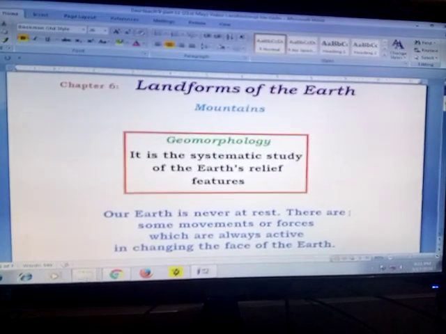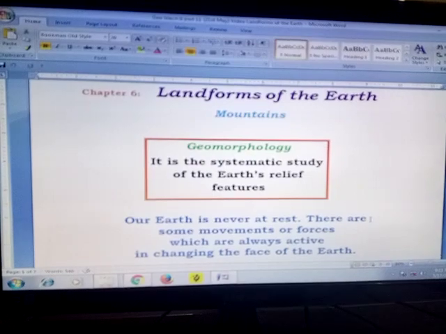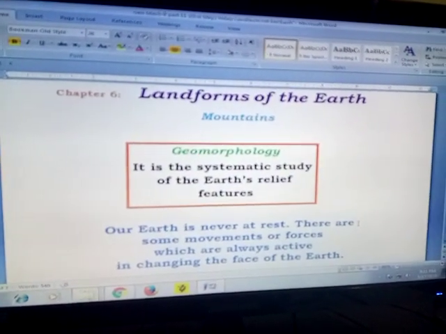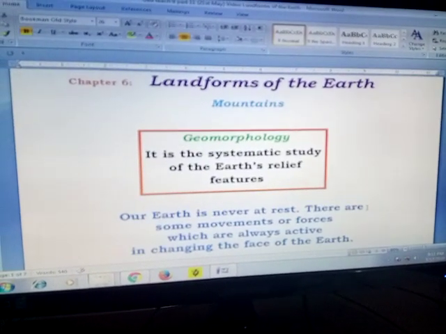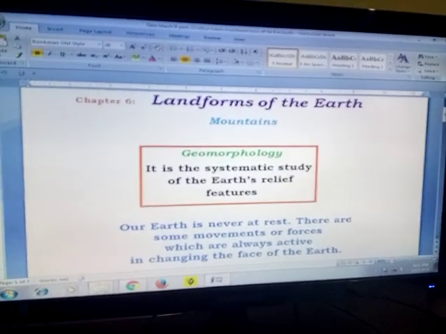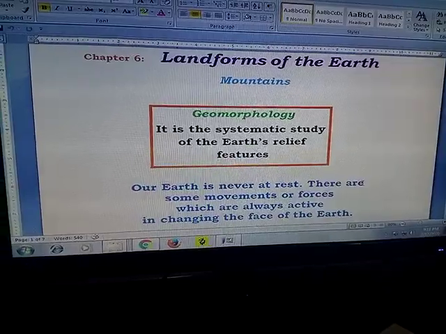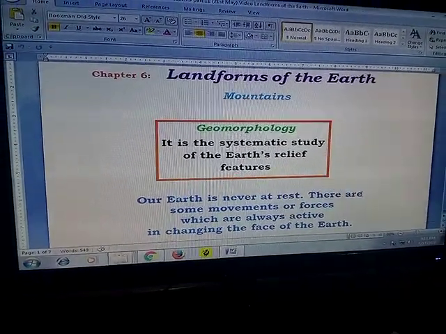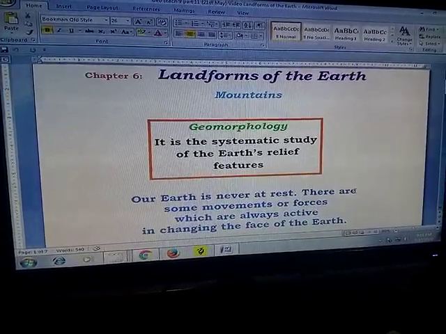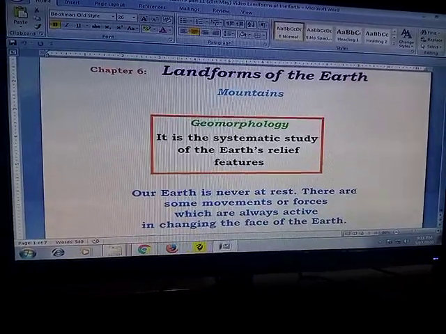In this context, we learn today a new geographical term called geomorphology. What is geomorphology? It is the systematic study of Earth's relief features. Our Earth is never at rest. That means there are some movements or forces which are constantly active in changing the face of the Earth, due to which mountains, plateaus, plains are getting formed.